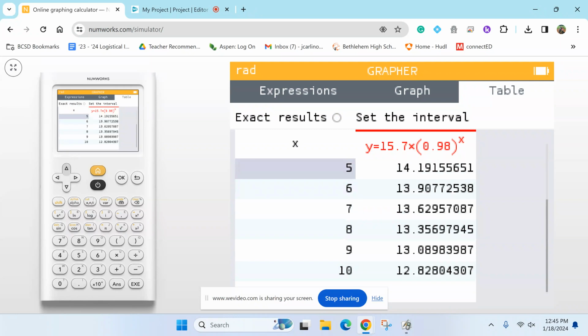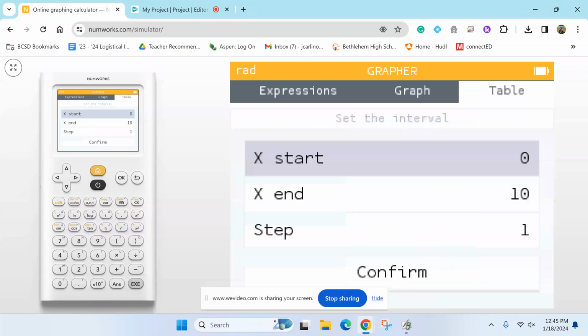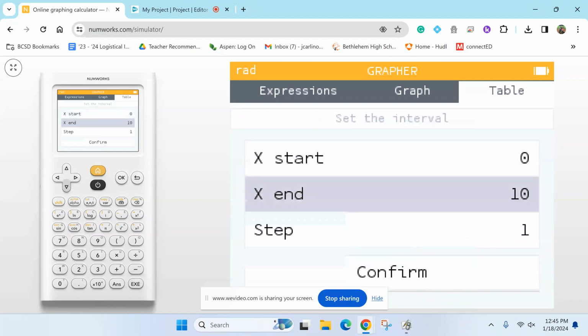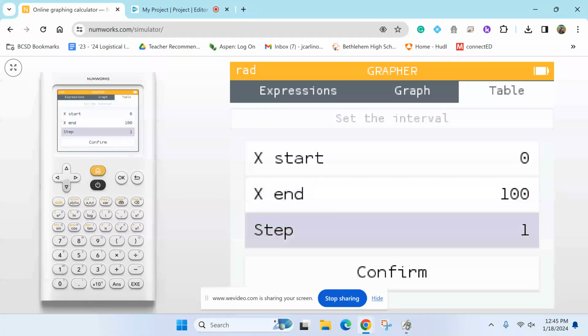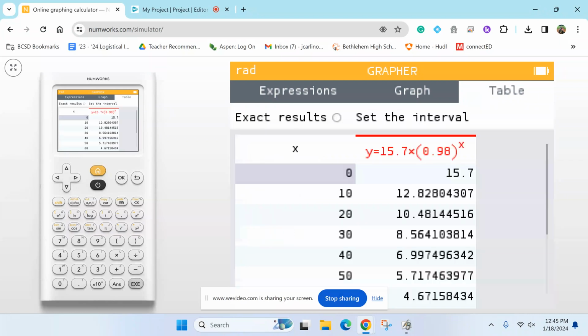So what we can do is go up above and set the interval. Now you can tell it where to start. Not only this, you can tell it where to start, end, and what you want it to go by. So you don't have to go 100 times to get to see what it is at 100. So go by tens. Confirm. And now you can look at that right there. It's going by tens. So it makes it very easy now to graph this quicker. All right, so I'll let you guys do your best.